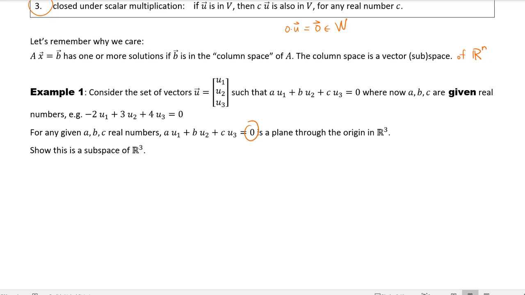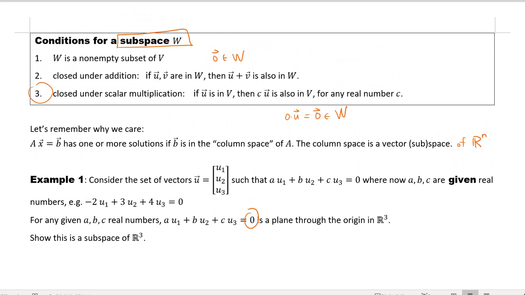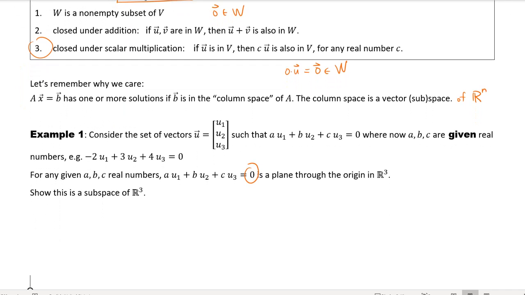Now we want to show this is a subspace of R3. To show it is a subspace, we need to show it satisfies all three conditions. So this is the proof. First, it's non-empty. So first we want to check non-emptiness.